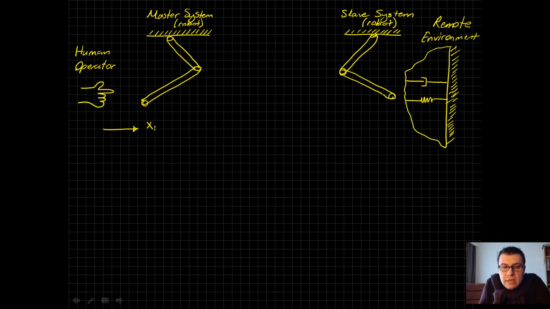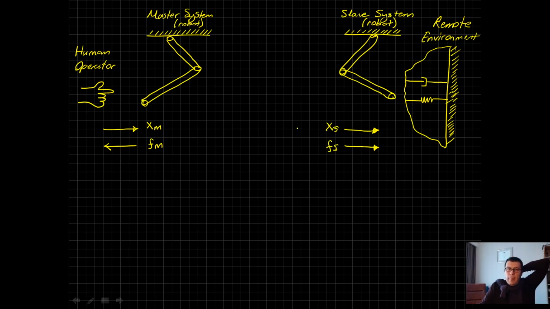You have X master, and similarly X slave, and here we're going to have F master, the force that the system exerts back to the master operator, and here we should have F slave. Let me also put this side. So X slave, F slave. So what we want is that, let me take a different color.